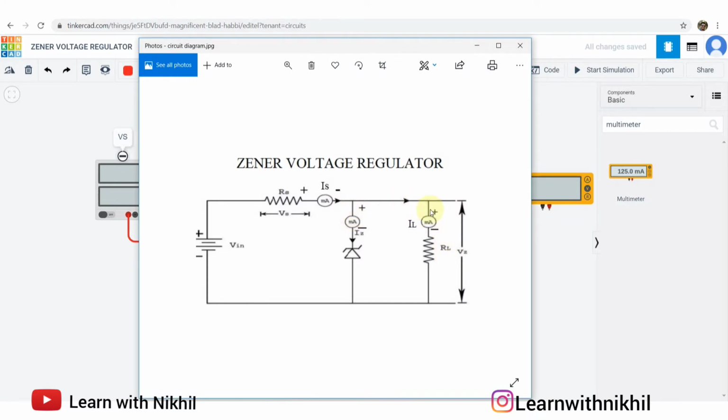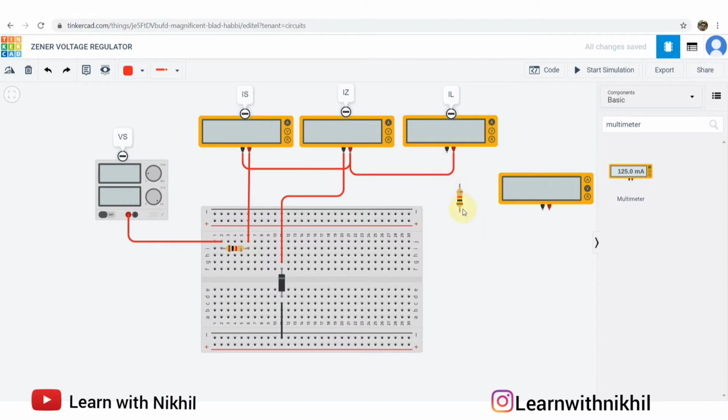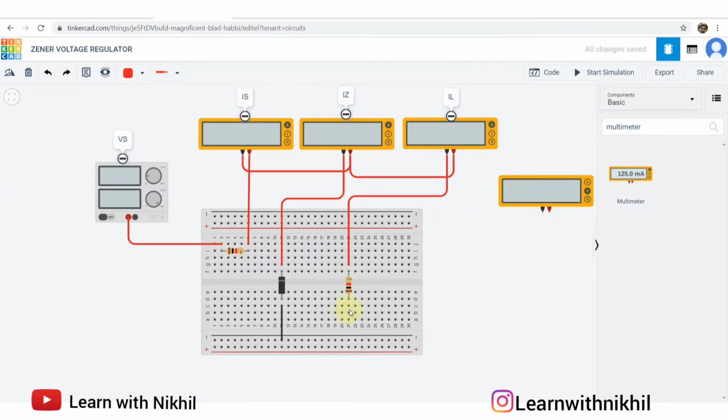So this positive is connected to positive, negative is connected to the resistor RL. So negative, I'm keeping this resistor here. Negative is connected to the resistor RL. Then the other terminal of the resistor is grounded.